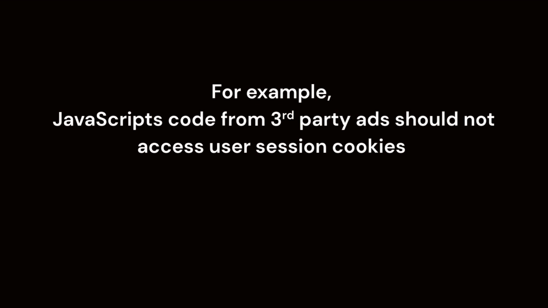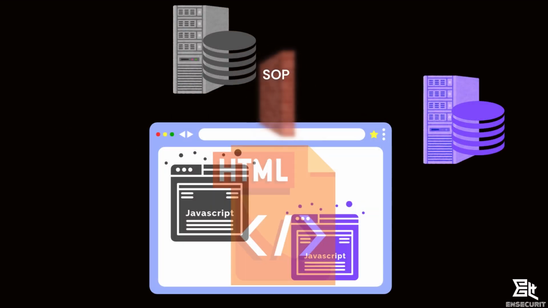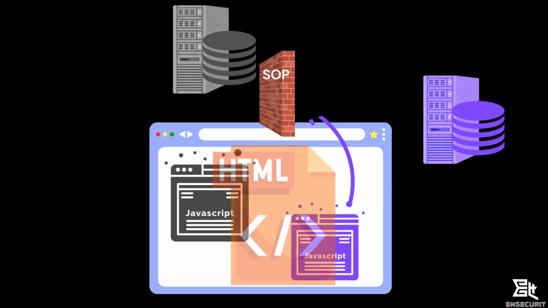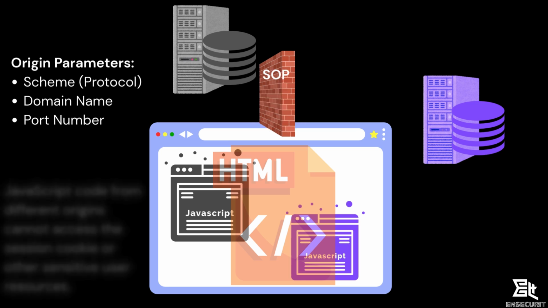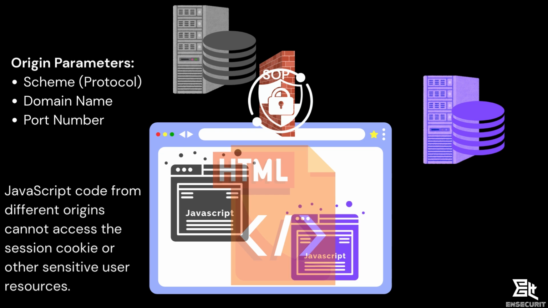To mitigate these risks, browsers enforce a security mechanism called the Same Origin Policy, SOP. This policy restricts JavaScript from accessing resources unless they originate from the same origin, defined by scheme or protocol, domain name, and port number. Thanks to SOP, external scripts cannot directly access user data, preventing malicious cross-domain interactions.